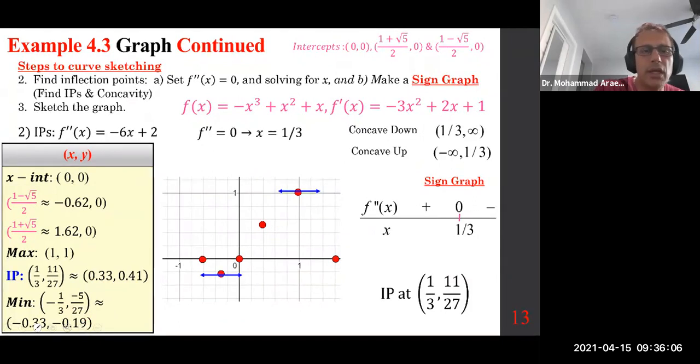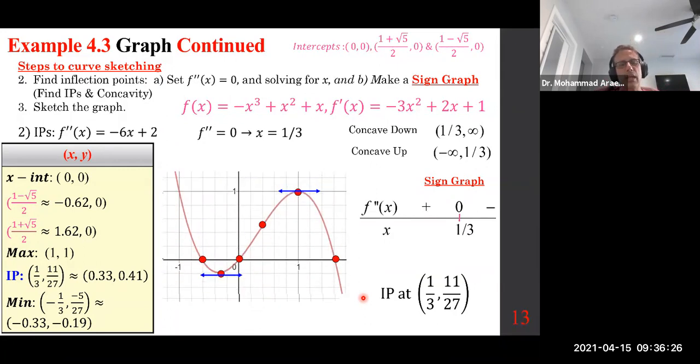And remember the end behavior. So we go from here, hit the x-intercept, the minimum, the second x-intercept, the IP, we go up to the local max, we bring it down to the last point, and this is the graph.